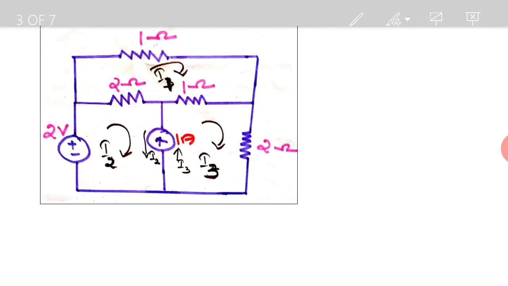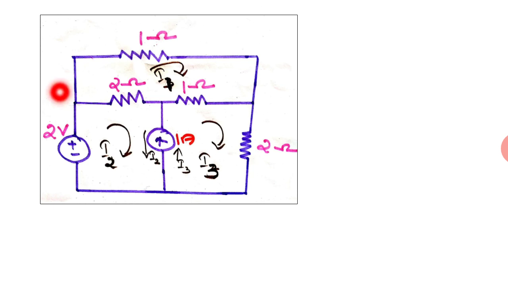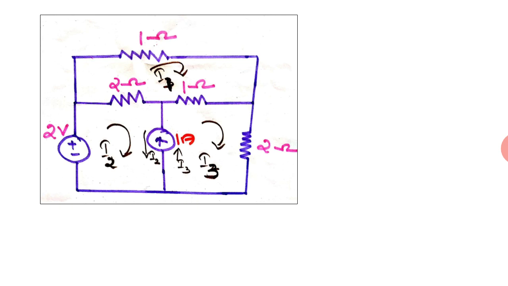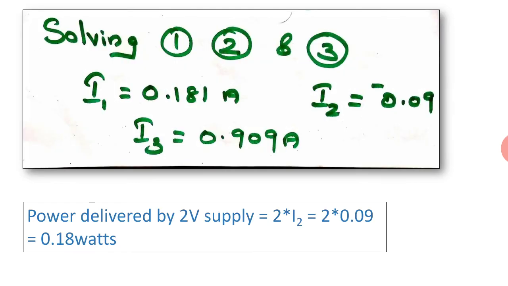Power delivered equal to 2 volt. We are asked to find the power delivered across the 2 volt voltage source. So 2 into I2 gives the power. So the power is 2 into I2, that is 2 into 0.09. So it is 0.18 watts.